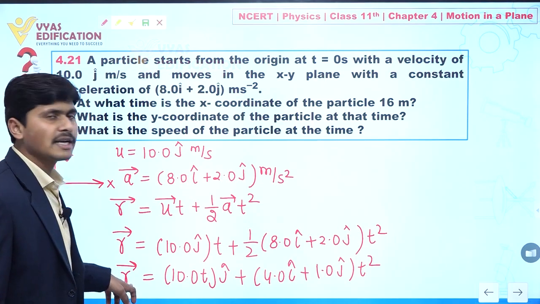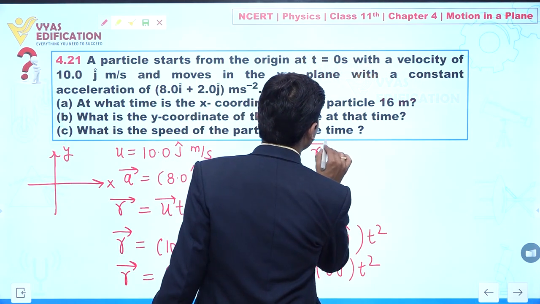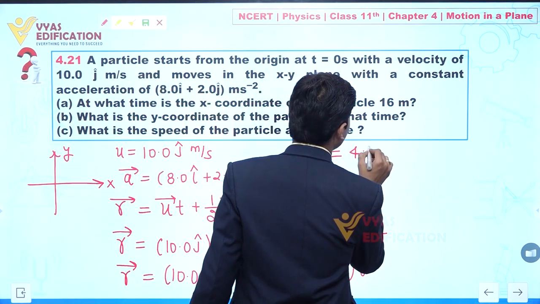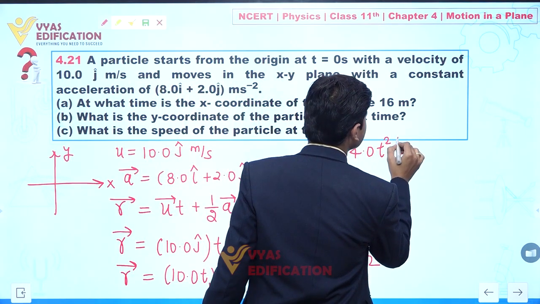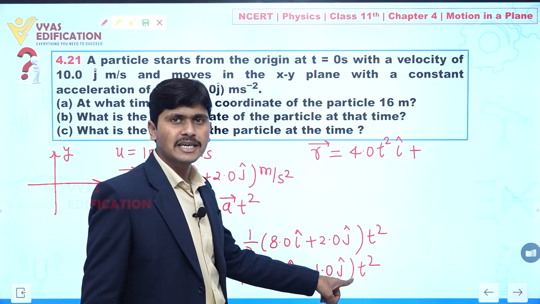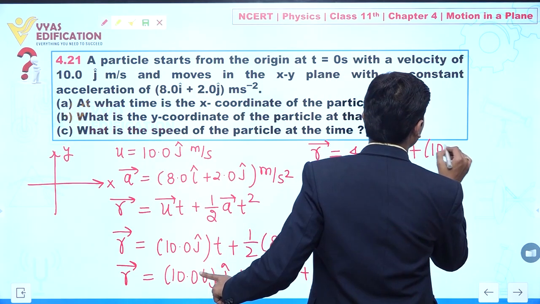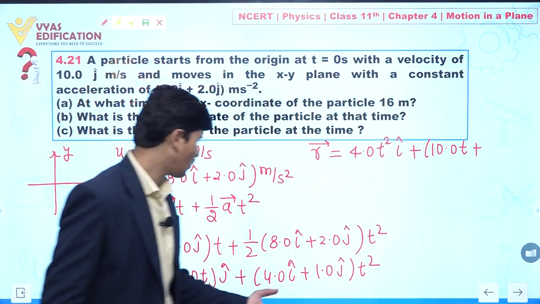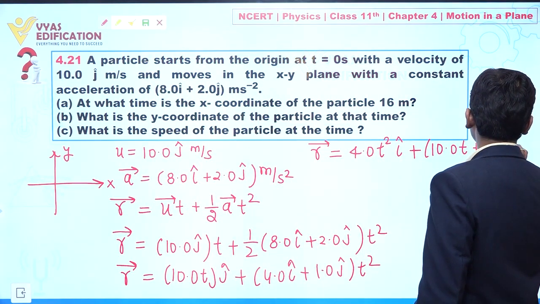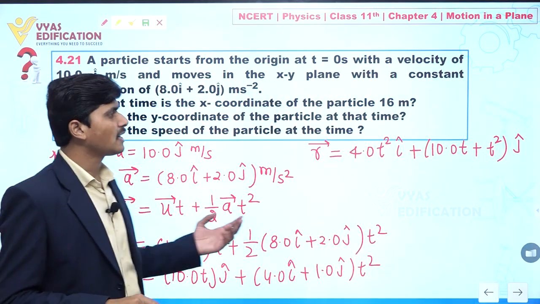So we can write the position vector in terms of i and j. First the i component: 4.0 t square i. Now for j, I can take j common: 10.0 t plus t square, multiplied with j. So this is the position of the particle after time t.